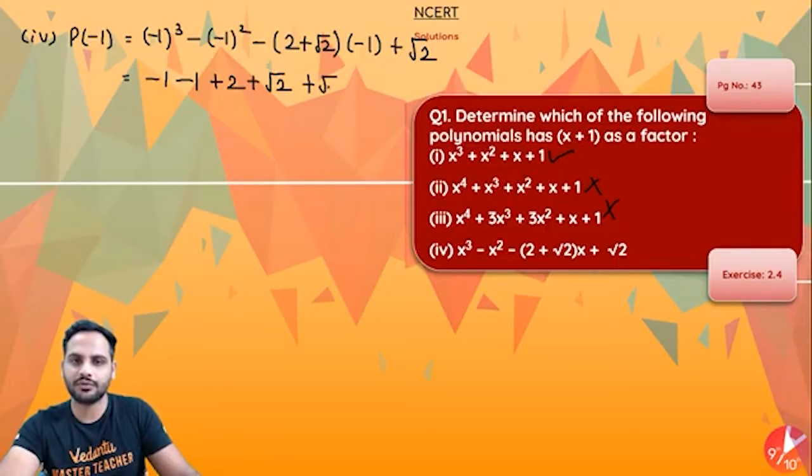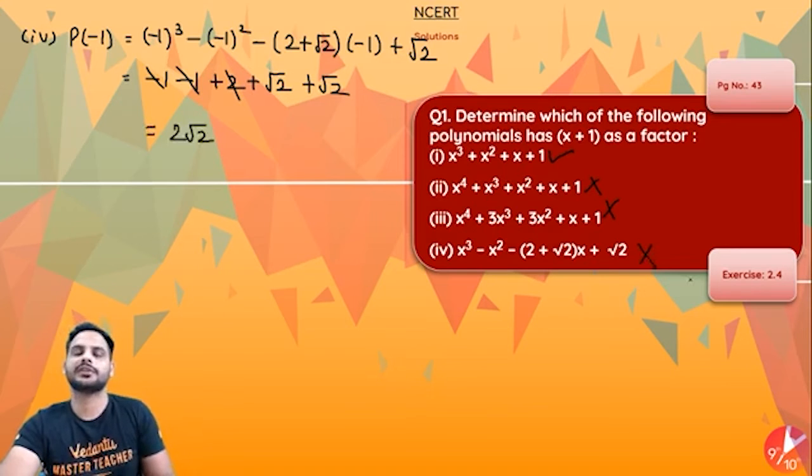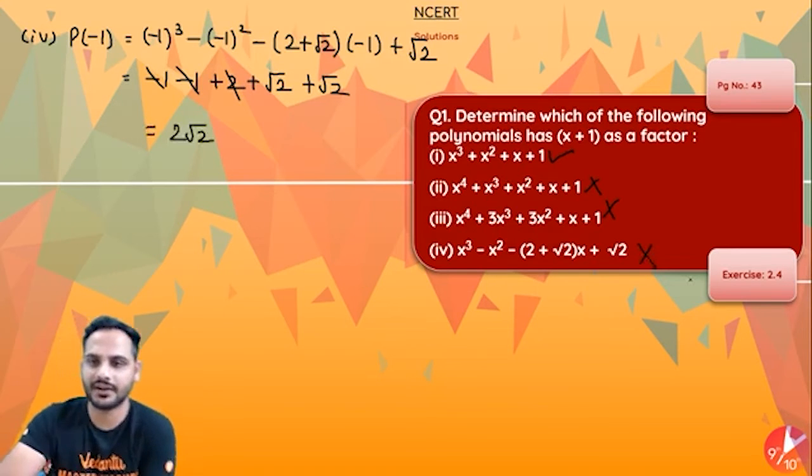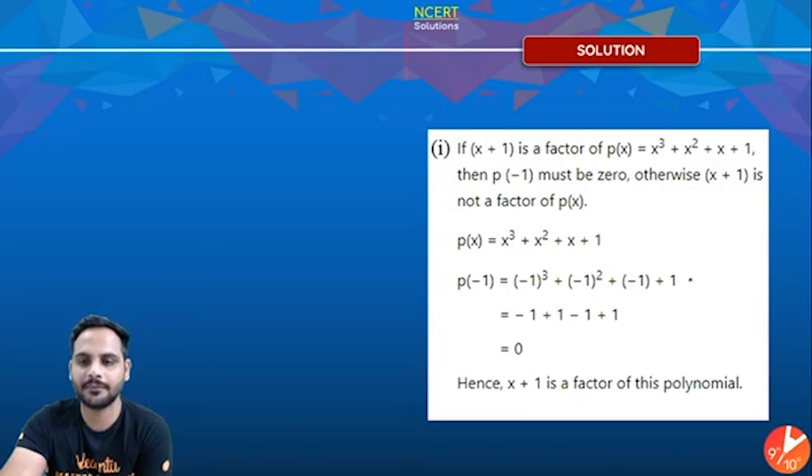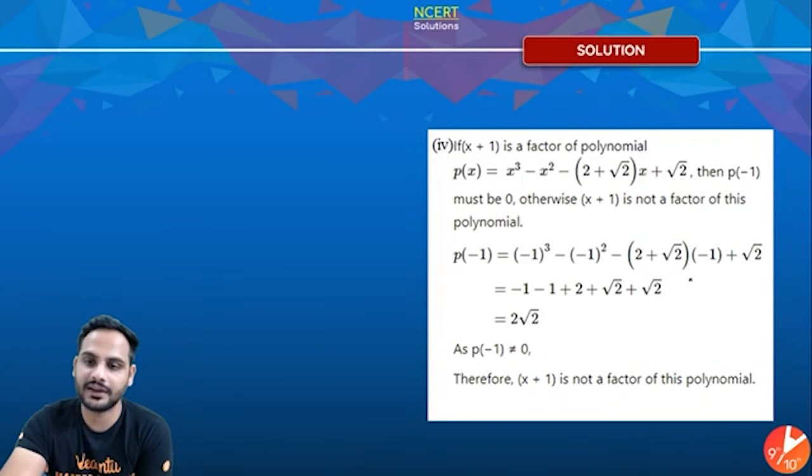Okay, and here also we have root 2. So look, minus minus 1 is minus 2. Minus 2 and plus 2 will be 0. But we are left with 2 root 2. So the fourth one also is not a solution. The fourth one also does not have x plus 1 as a factor. So only the first polynomial has x plus 1 as its factor. Only the first polynomial has x plus 1 as its factor.